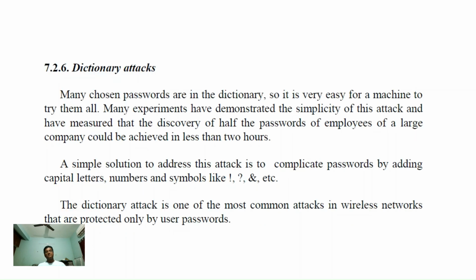And dictionary attacks. What does a dictionary attack do? Many chosen passwords are in the dictionary, so it becomes easy. Many experiments demonstrate the simplicity of this attack. But how is it made complicated? By adding capital letters to passwords. That is how we avoid dictionary attacks: keep your passwords complicated by adding capital letters, numbers, and symbols.